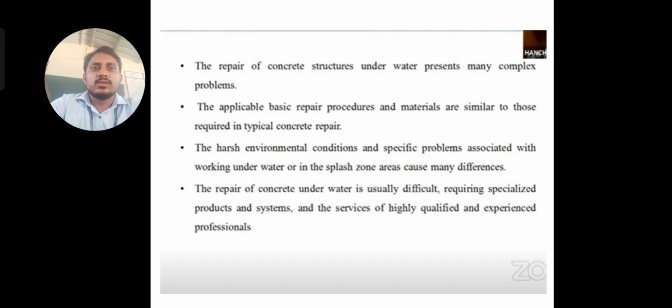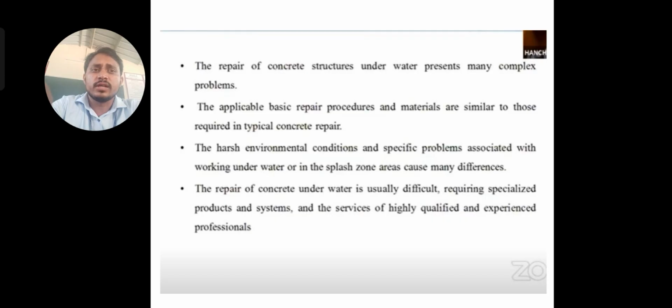structures also. In an underwater concrete structure, there is a harsh environmental condition, because of salty conditions and chloride conditions, and high temperature and low temperature. Because of that, a specific problem is associated with working underwater. And in the splash zone area, many problems are there. There are some zones: the splash zone, tidal zone and submerged zone. Of those zones, the splash zone may be affected more than the other zones.